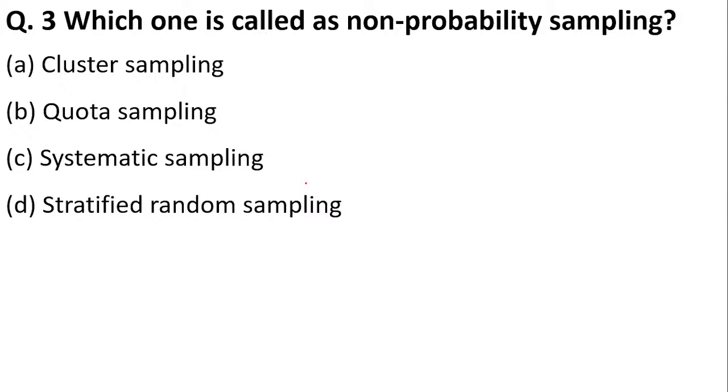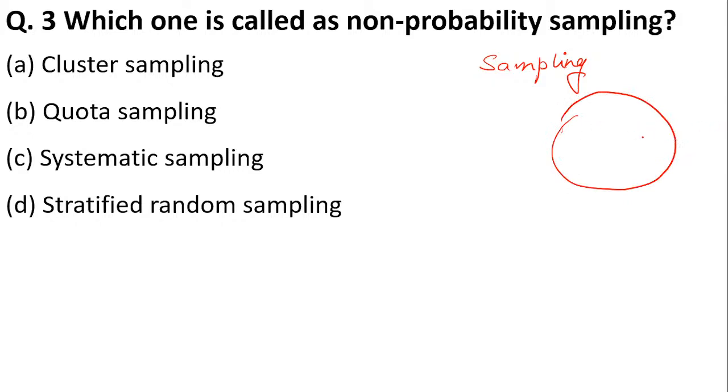Which one is called a non-probability sampling? Cluster sampling, quota sampling, systematic sampling, or stratified random sampling? So first of all, students, you should know what sampling is. Sampling is the method of selecting a group of people, individuals or objects from a population.